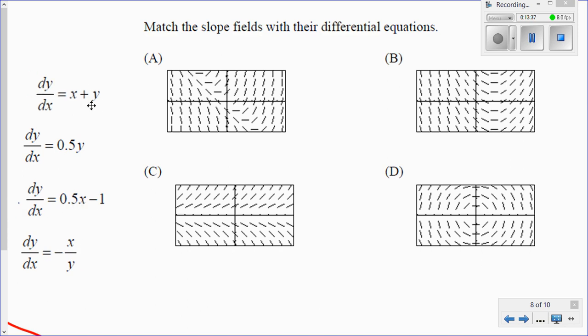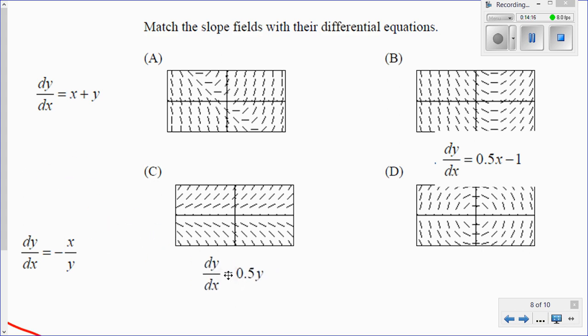The first thing that I would do, again, is look for any slope fields where the tangent lines are the same horizontally or vertically. And so I'm noticing when you look at slope field B, if you look down the paper, the tangent lines are the same vertically. So that means we're looking for an equation in terms of x only. And luckily, in our choices, we only have one of those. And then I'm noticing slope field C. The tangent lines are the same horizontally. So again, that tells me I'm looking for an equation in terms of y. And again, we only have one.